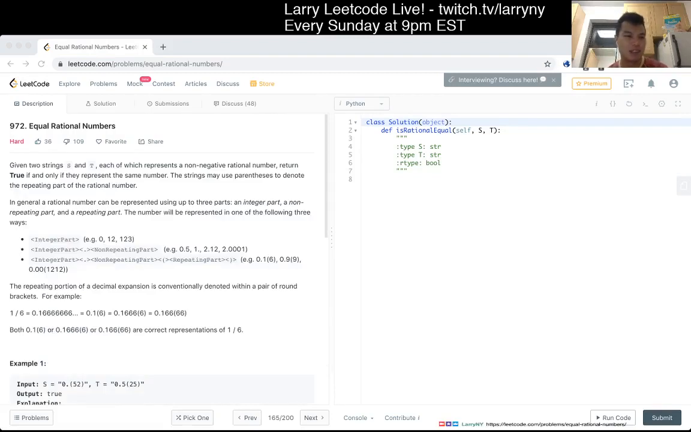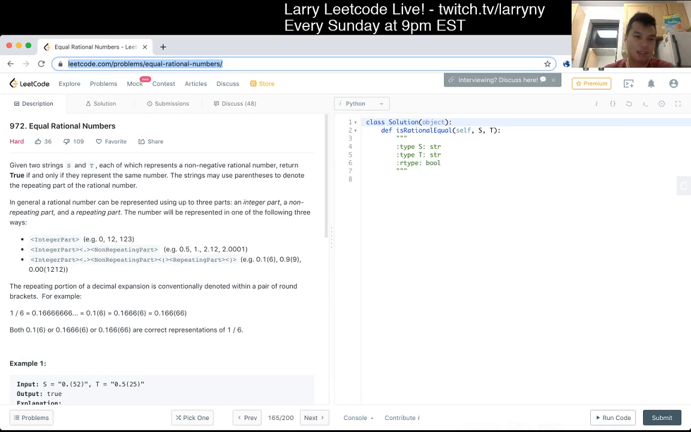Cool. 972, equal rational numbers. Given strings s and t, each of which represent a non-negative rational number, return true if and only if they represent the same number. The string may use parentheses to denote the repeating part of the rational number. In general, a rational number can be represented using up to 3 parts: an integer part, a non-repeating part, and a repeating part. The number will be represented in one of the following 3 ways.